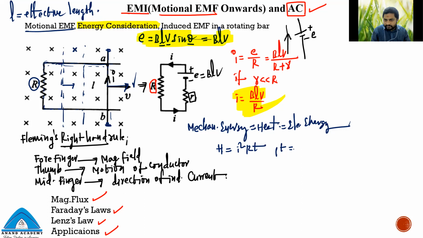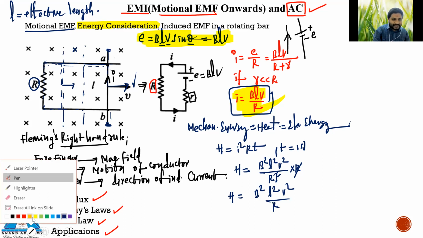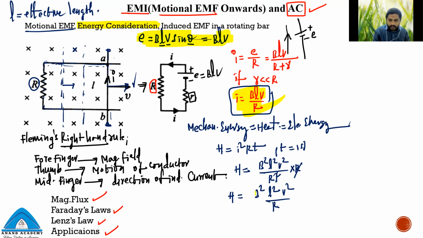For example, if T is equal to 1 second, so what can I write? H is equal to I square R. What is I? This is I. I square is B square, L square, V square divided by R square, into R. One R gets cancelled. So what is the heat energy associated with the motional EMF? B square, L square, V square by R. So this is called energy consideration.